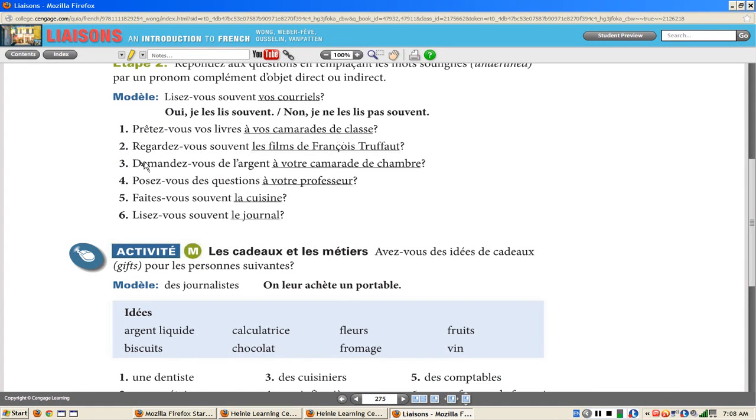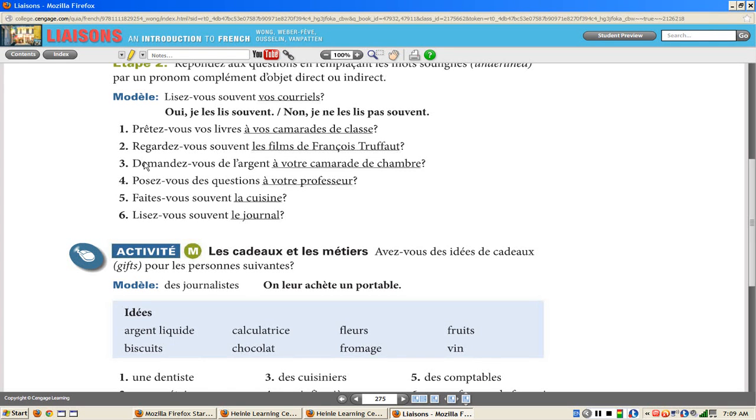Regardez-vous souvent les films de François Truffaut? I see no preposition there, I just see regardez souvent les films. So oui, je les regarde souvent, as opposed to number one, je leur prête mes livres. Demandez-vous de l'argent à votre camarade de chambre? I see à, so I know it's indirect. Je lui demande de l'argent. Posez-vous des questions à votre professeur? Oui, je lui pose des questions. Non, je ne lui pose pas de questions.